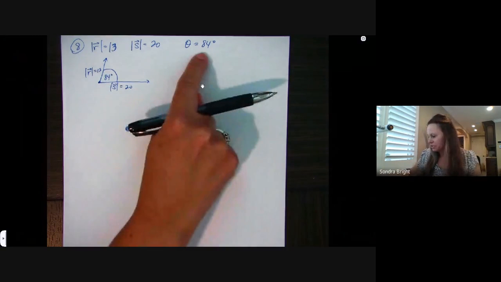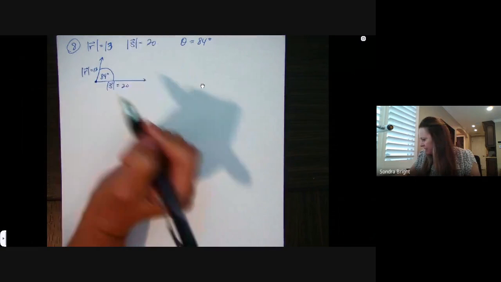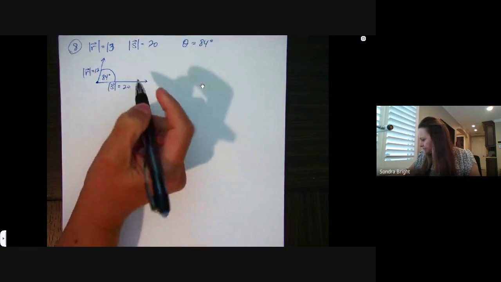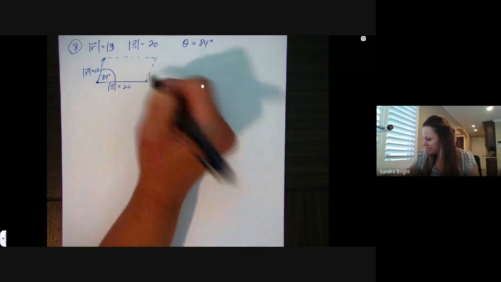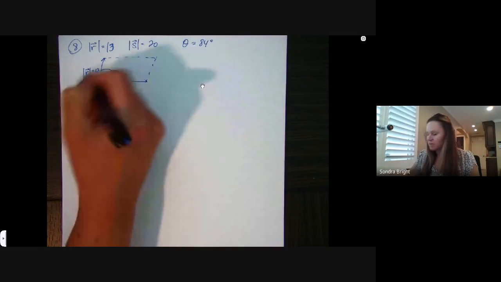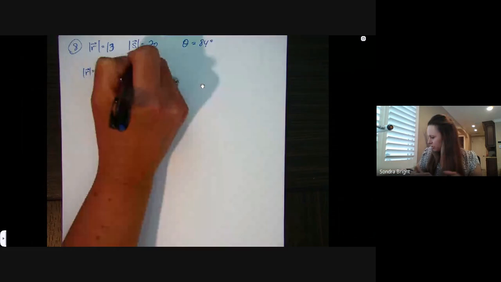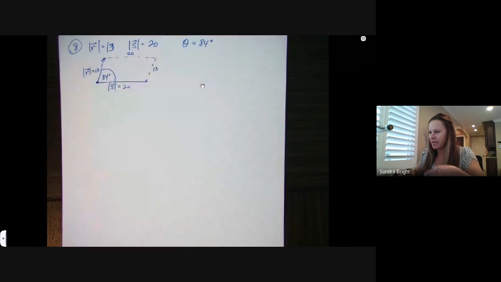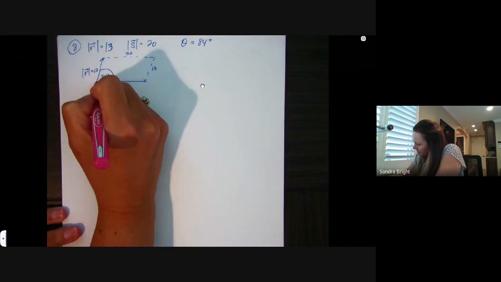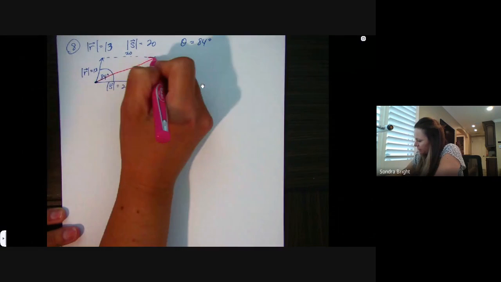So you have to do this using the parallelogram method, where if I'm continuing this parallelogram, then that means this side is also 20 and this side is also 13, since opposite sides are congruent. And then the R plus S is going to be from the tail here to the opposite corner. It's that one. That would be R plus S.